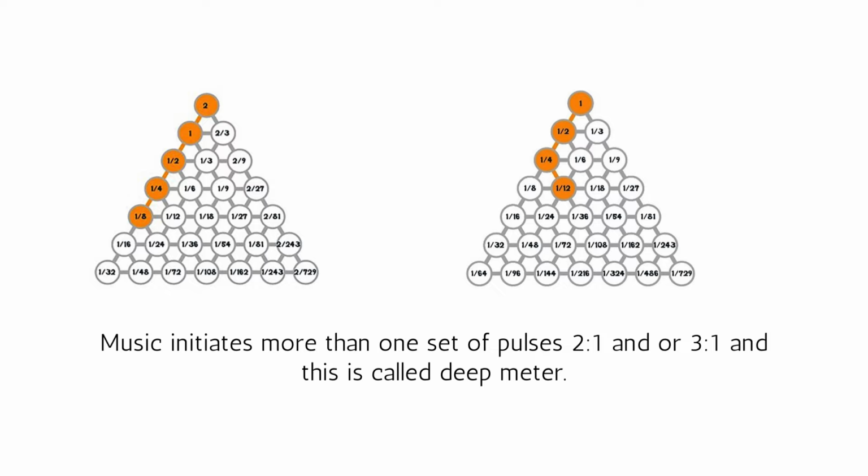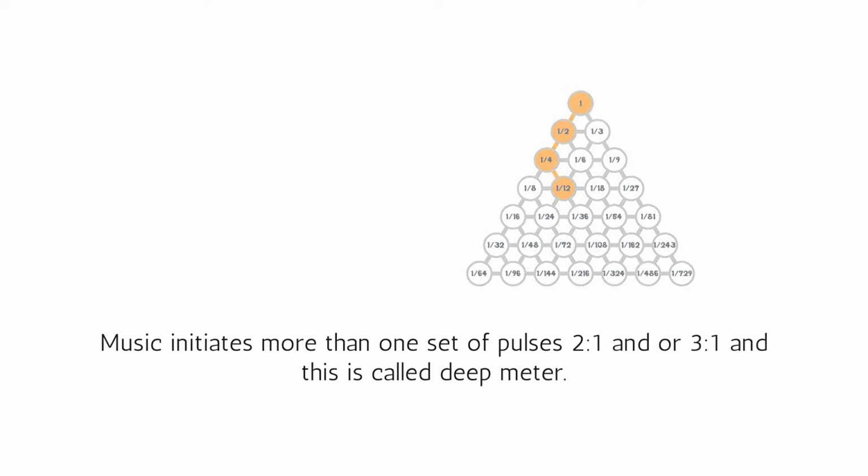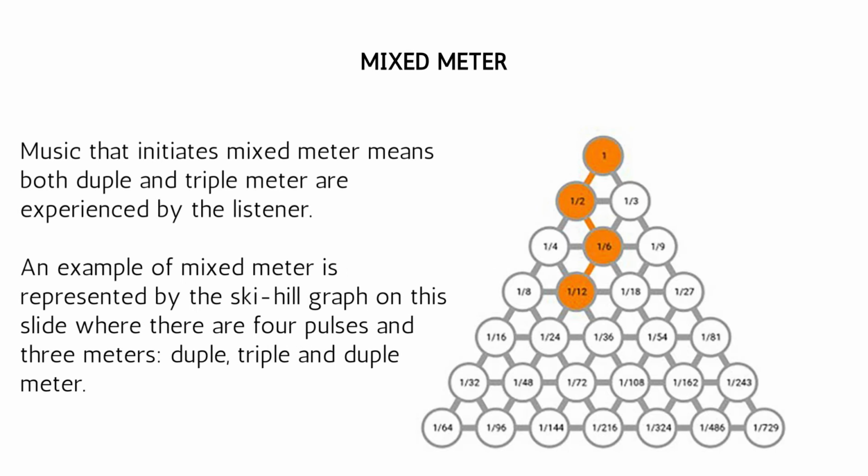Music initiates more than one set of pulses 2-to-1 and or 3-to-1, and this is called deep meter. Music that initiates mixed meter means both duple and triple meter are experienced by the listener. An example of mixed meter is represented by the ski hill graph on this slide, where there are 4 pulses and 3 meters, duple, triple, and duple meter.